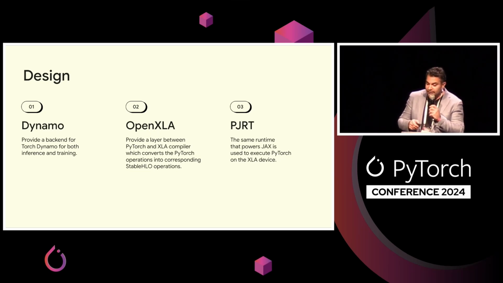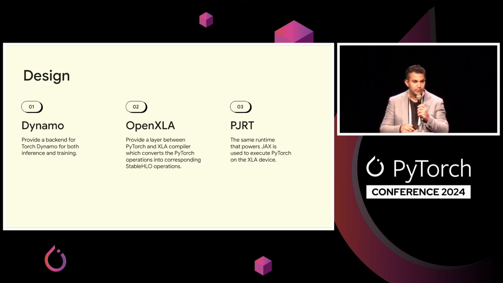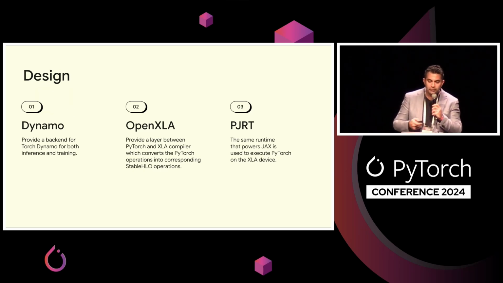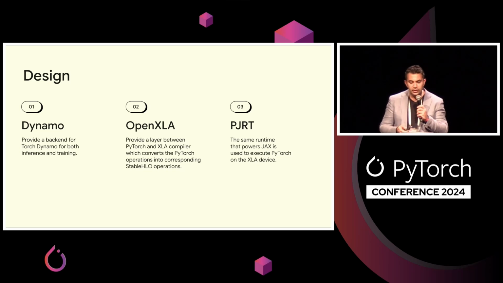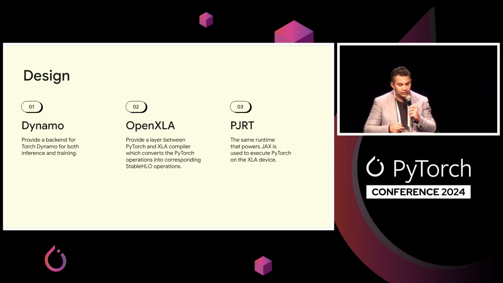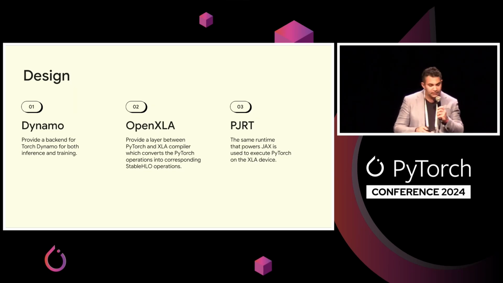By utilizing the OpenXLA backend, PyTorch ops are converted to stable HLO ops. And once the model is in stable HLO, you get all the benefits of using the XLA compiler, the distribution mechanisms, the op fusions, and better performance that comes with the XLA ecosystem. Finally, PJRT and Pallas, which are the same runtime and custom kernel language from JAX, can be used for running your PyTorch models on cloud TPUs.